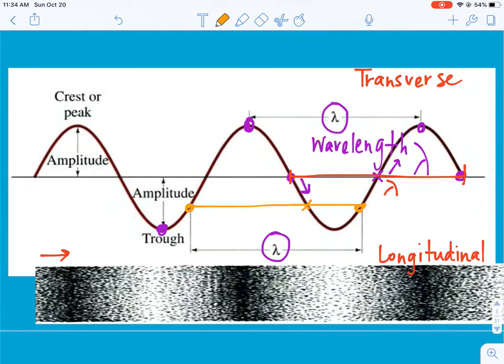Now we can do the same on longitudinal. Instead of crests and troughs though, we just have compression zones where we have many different molecules moving together, and we have expansion zones. Expansion zones are sort of like a trough or a lack of, and compression zones are sort of like a crest or a high point. If you think about compression and expansion as pressure amounts, compression is where the most pressure is, aligning to a crest or peak, and expansion is where the least is.